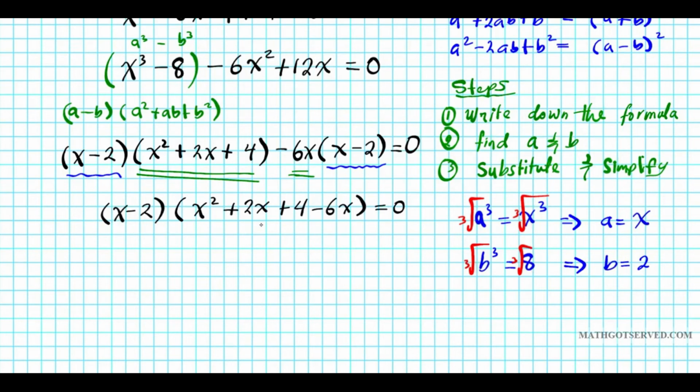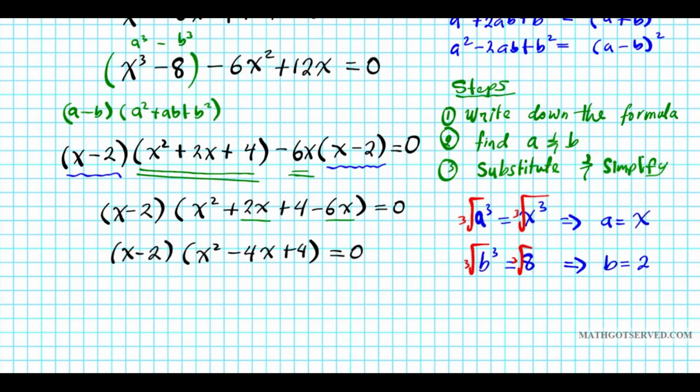All right, now let's shift our attention here to this polynomial with 4 terms. Can I simplify? Absolutely. 2x and negative 6x are like terms. So we have x minus 2 times x squared minus 4x plus 4 equals 0. Okay? Now, if you inspect this closely, what do you notice about this quadratic trinomial? You notice that this is a perfect square trinomial.